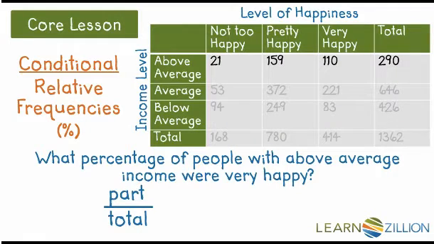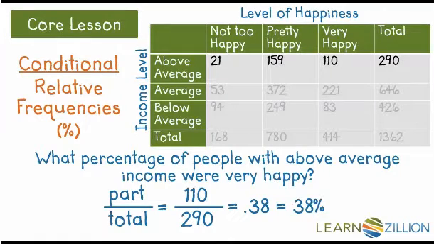So again, we need to identify our part and our total. In this case, we're looking at those people who were very happy, 110, out of a possible 290 total. Now, we aren't using the total from the last one because this is a conditional relative frequency. Our condition is they have to have above average income. So we're only focusing on that first row. And then simplifying that gives us 38% of the people with above average income were very happy.